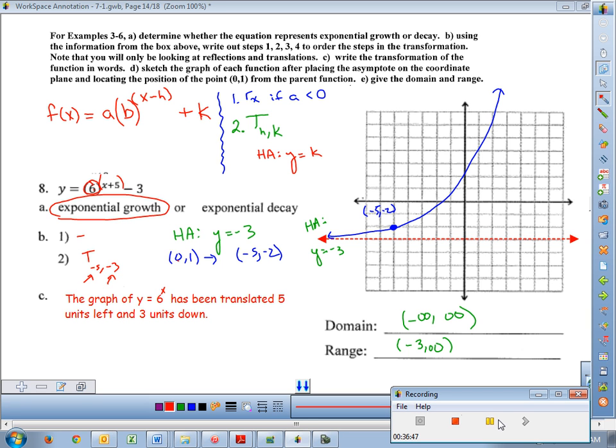And finally, this is number 8. Did not get reflected over the x-axis, so you don't have to do the 0, -1 step.